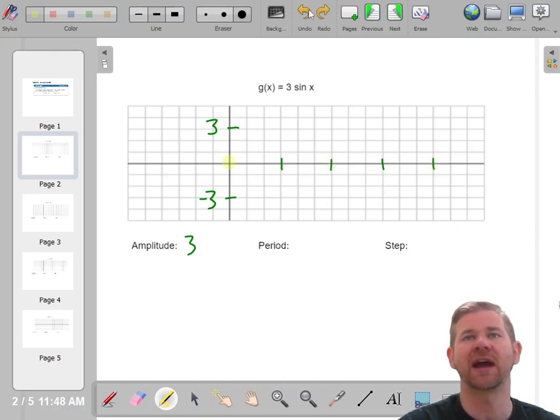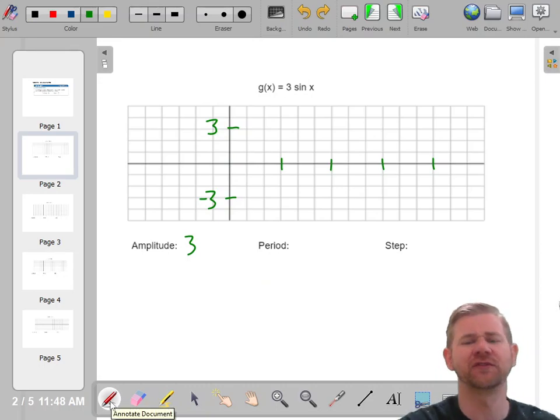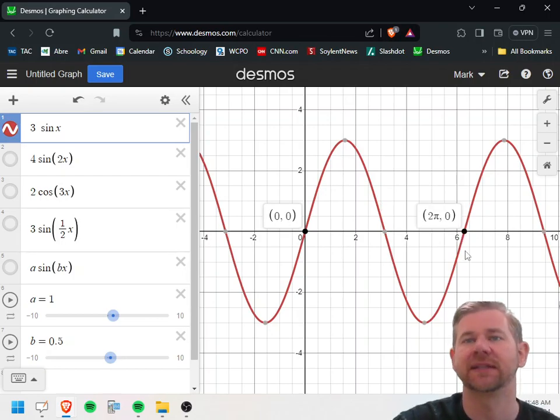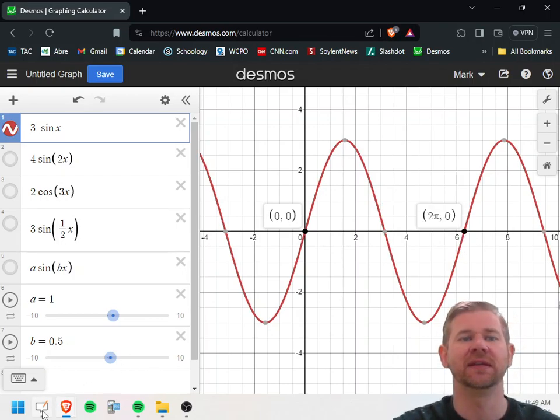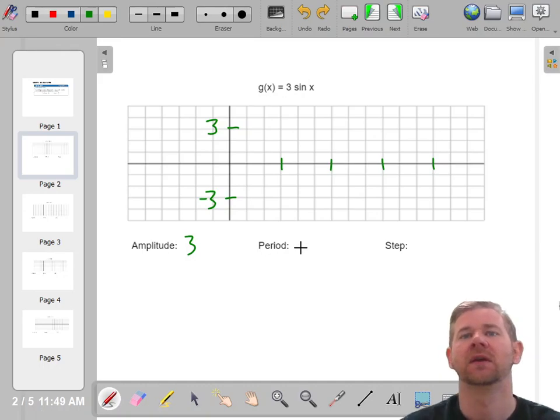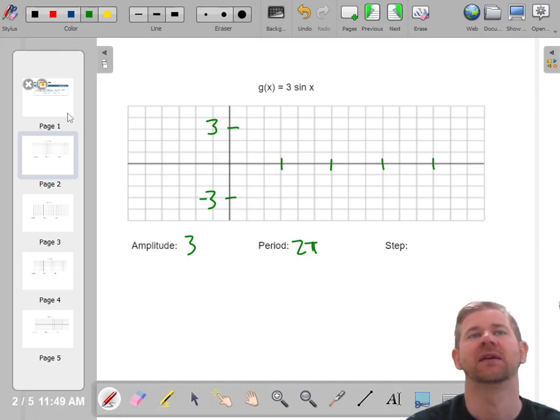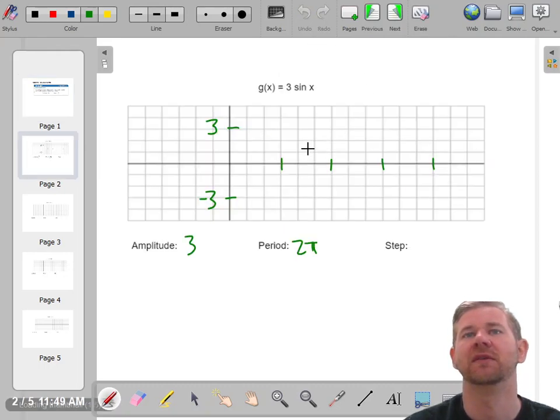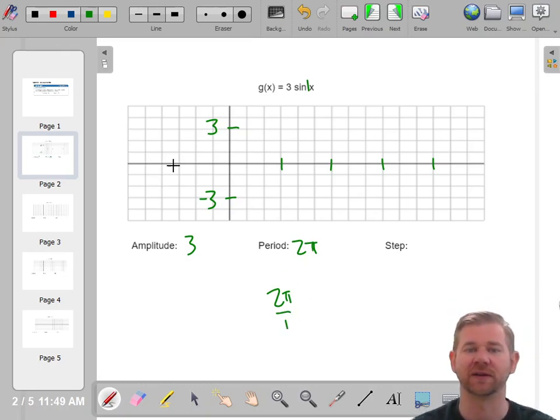But I'm going to look at my graph, and we're going to have to first figure out what the period is. And you can see the period is from the start to the next time it is at the start, is right there, is 2 pi. The period is 2 pi. Now there's a formula for this. It's 2 pi divided by whatever the b value is. So the b value in this problem is 1. So 2 pi divided by 1 gives you the period of 2 pi. That's why the period is 2 pi.